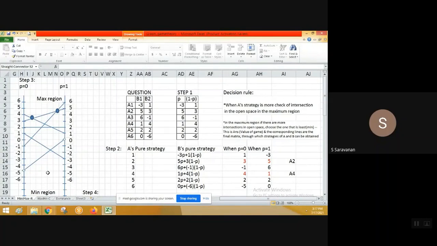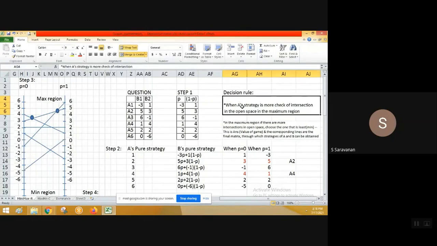So are you clear up to this point? Yes, sir. Okay. So now we have to make a decision. I have given the steps here. Decision rule: when A's strategy is more. Here A is having 6 strategies, which means A's strategy is more.